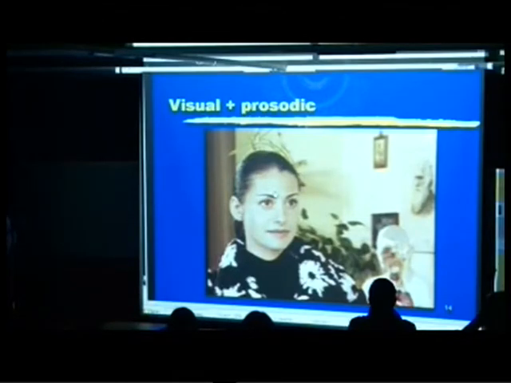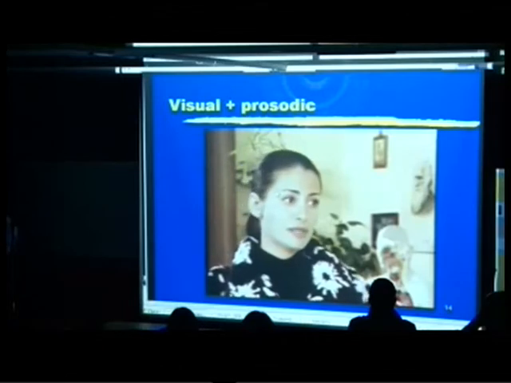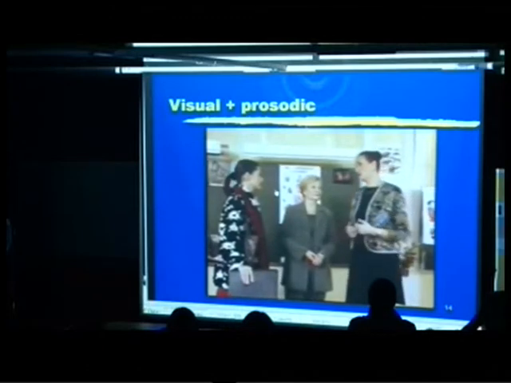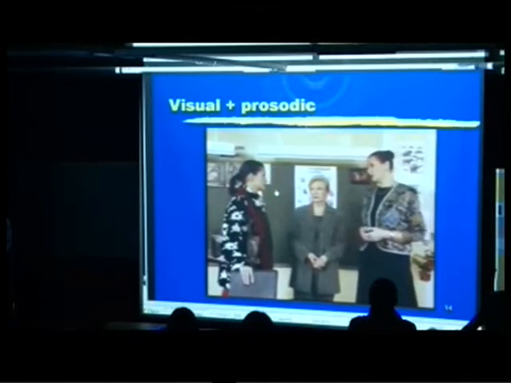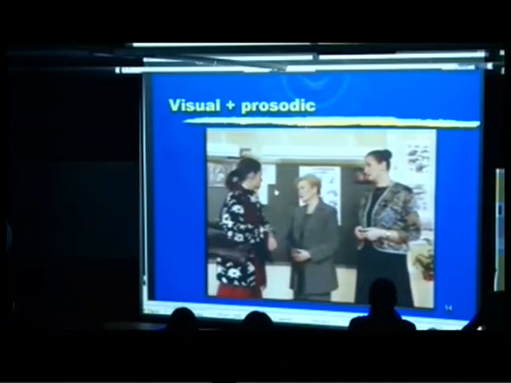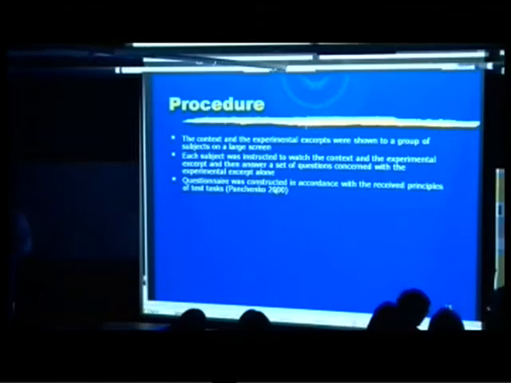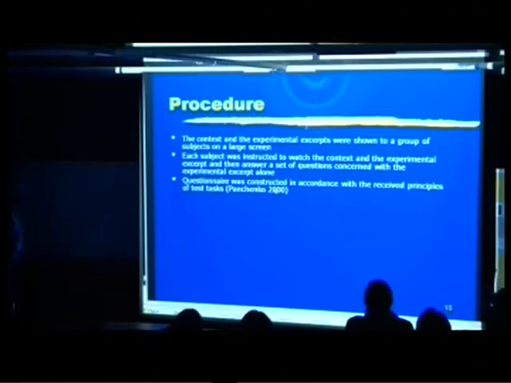So the context and the experimental excerpts were shown to a group of participants on a large screen in a large room, and each subject was instructed to watch the context and the experimental part, and then answer a set of questions which were multiple choice questions. There were 23 questions in the questionnaire. Each subject was asked to choose only one answer out of 4 listed variants, like in this list.